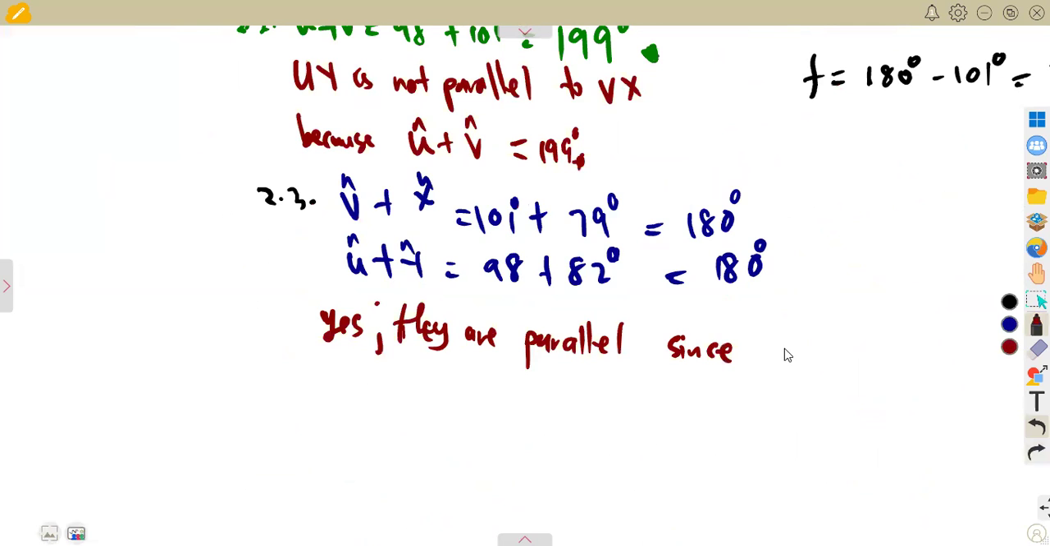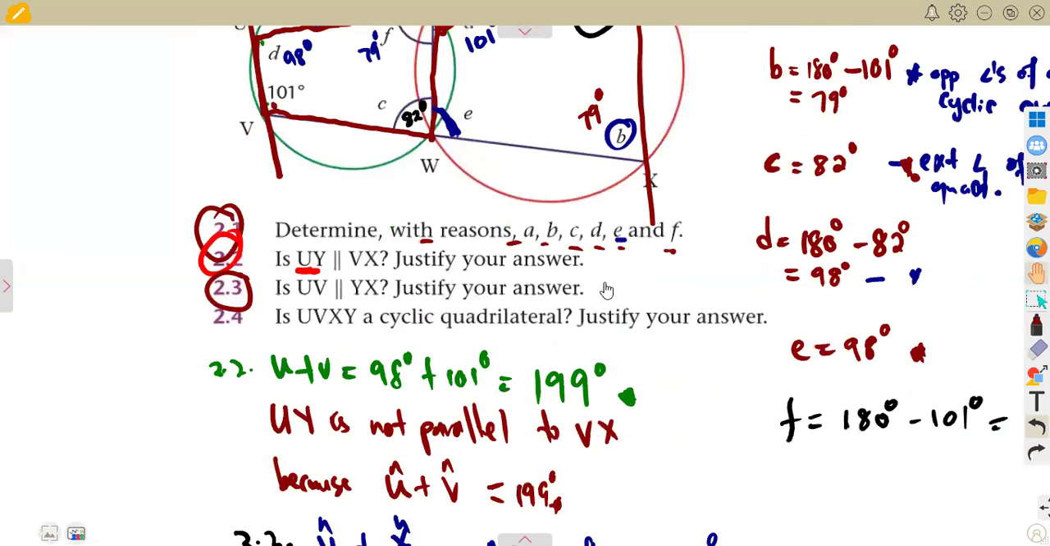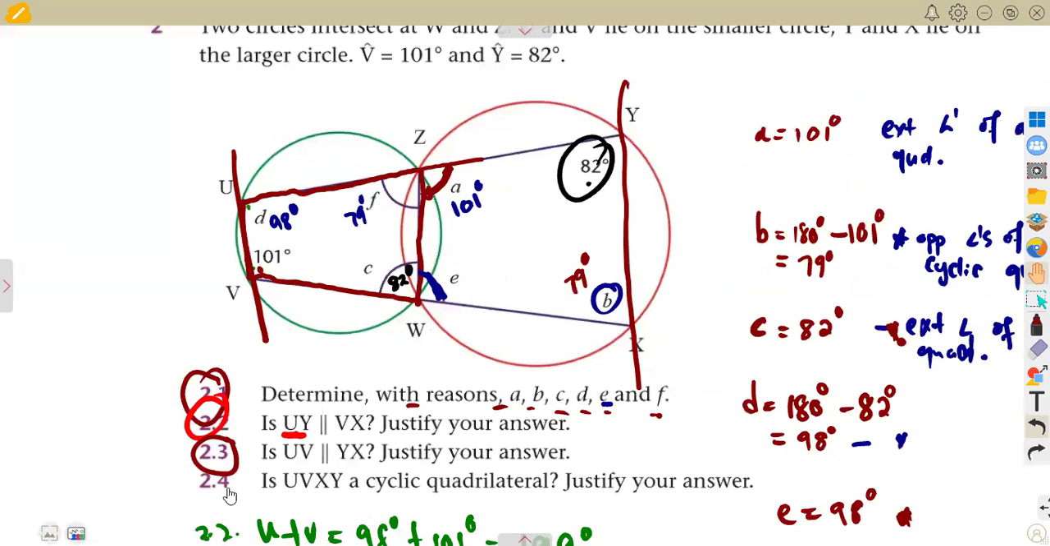So since angle V plus angle X is equal to 180 degrees, that is the part of what? Co-interior angles. Remember the part of your co-interior angles. So they are co-interior angles. Now remember, co-interior angles are what? They are supplementary. They add up to 180 degrees. So therefore, these two lines are parallel. That is how you prove this.